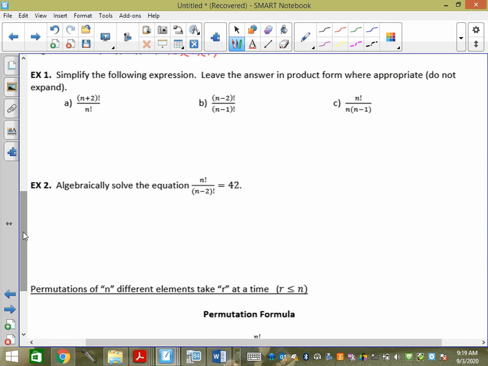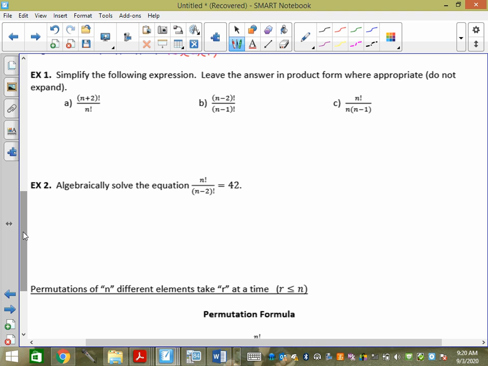So it says simplify the following expression. Leave your answer in product form. What's product? The answer to a... What operation do we do for product? Multiplication. Exactly. So we're not going to FOIL. We're not going to distribute. We're just going to leave them. Okay? Do not expand. So what we want to do is get rid of the factorial symbol.